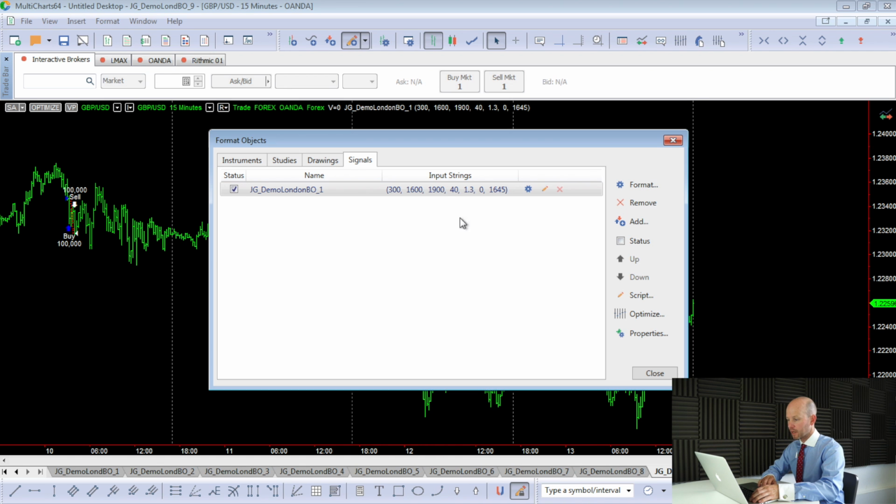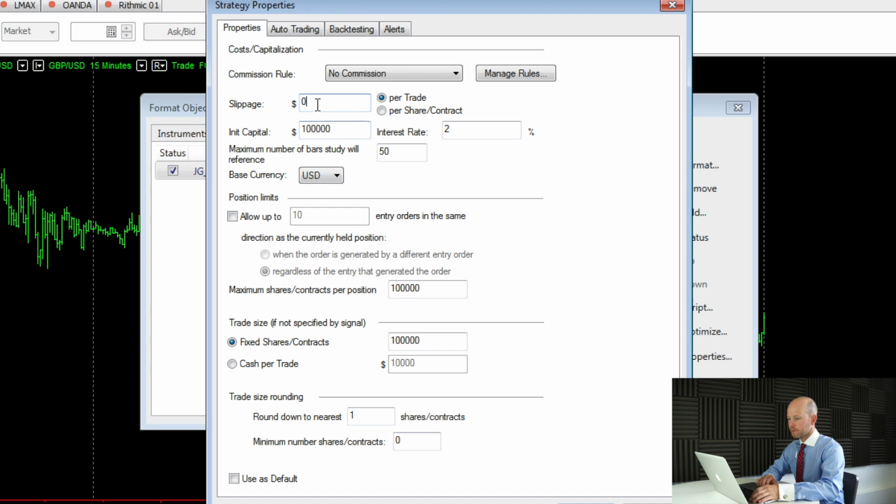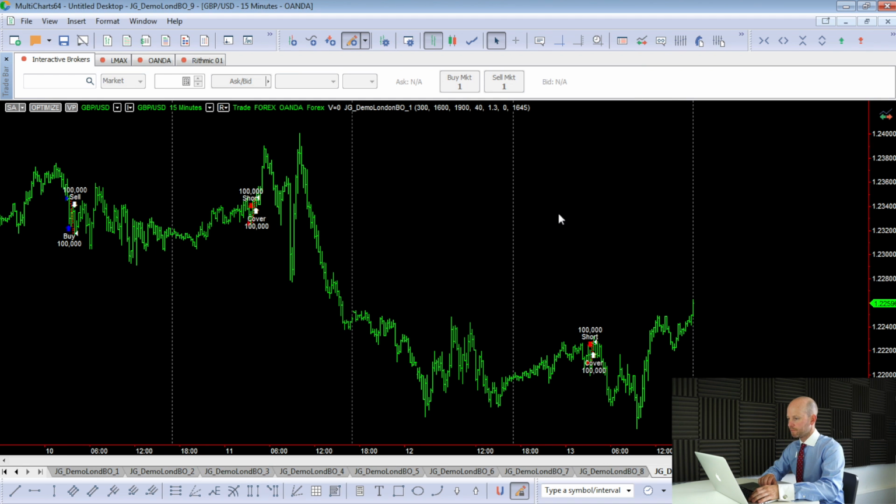I'm just going to put a couple of pips worth of spreads in and out. So that's equivalent to $20 in and $20 out. So a total of 4 pips for the whole trade. Now let's look at the performance report.